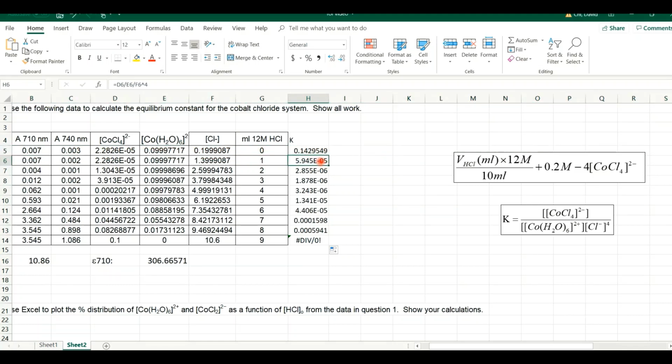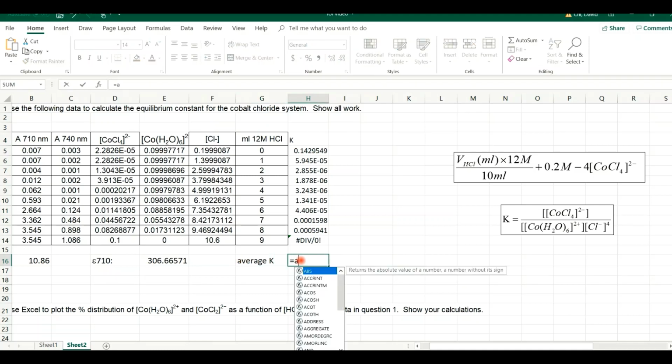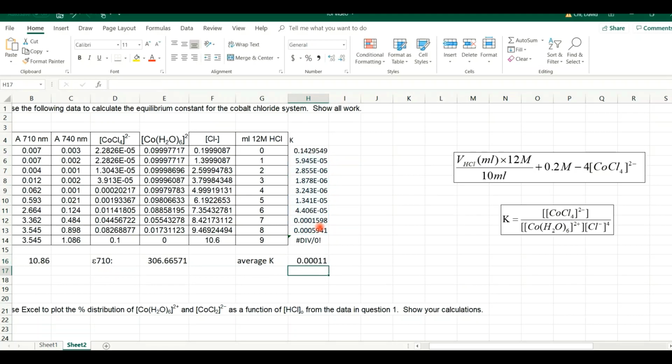So we are going to calculate the average using these values. Now average, which equals average of these values. Okay, that's the average K constant.